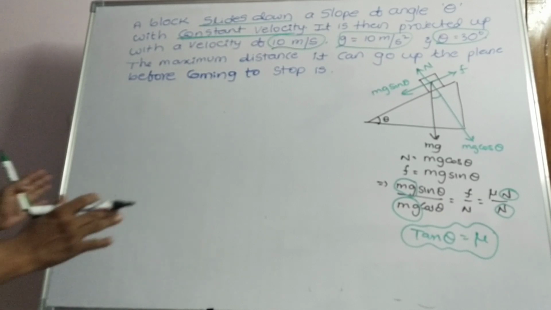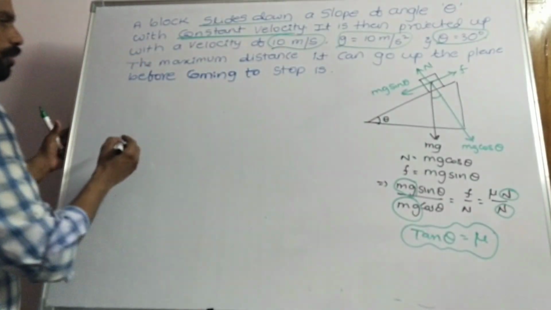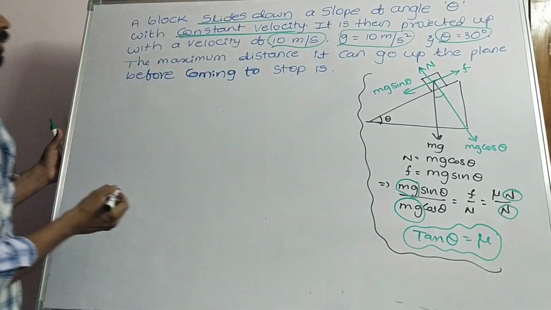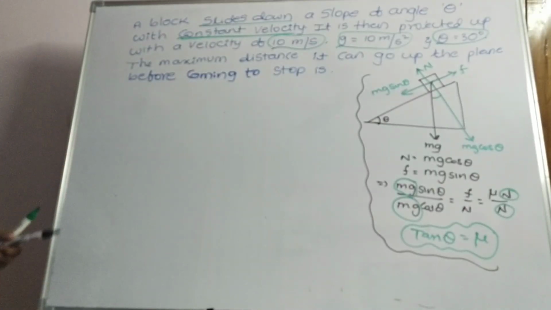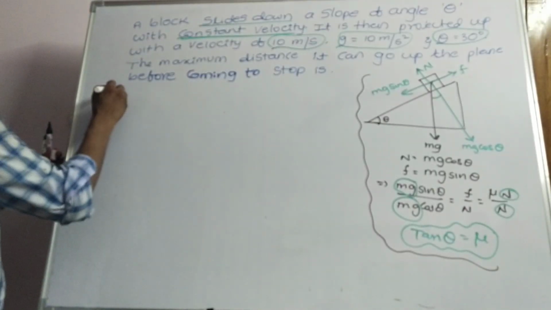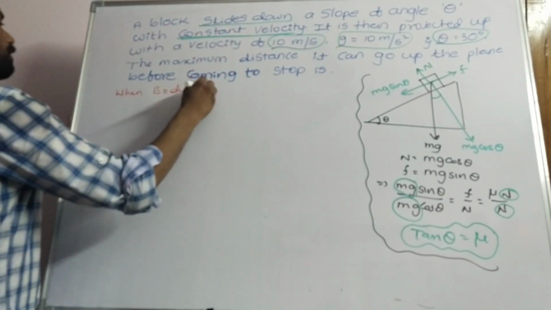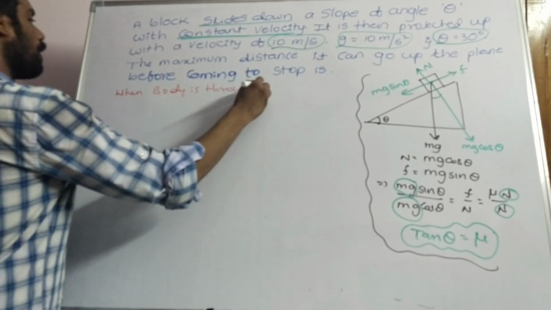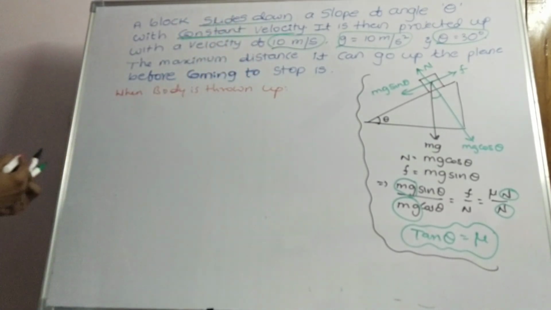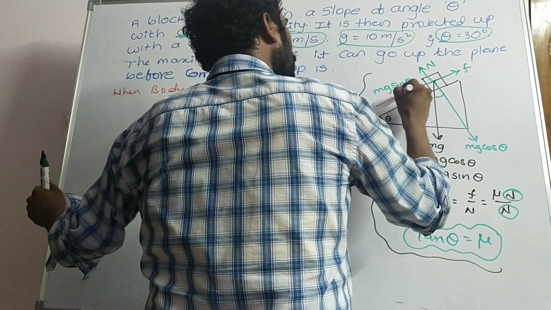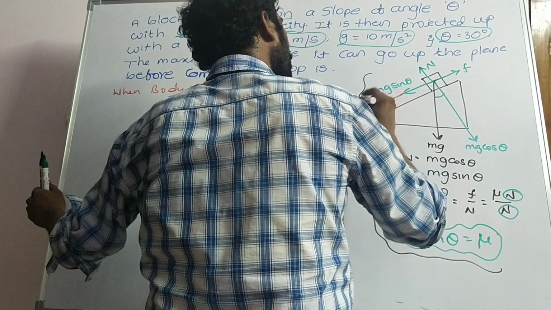Now, when the body is thrown up, of course, this is the required data. When the body is thrown up, at this particular situation the friction will be acting along the direction of mg sin theta.